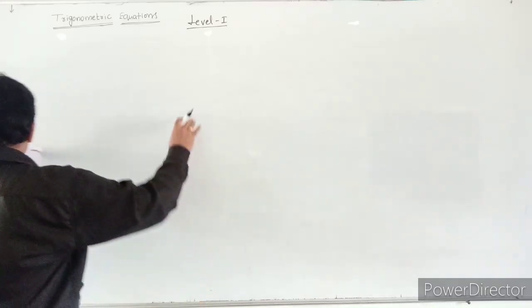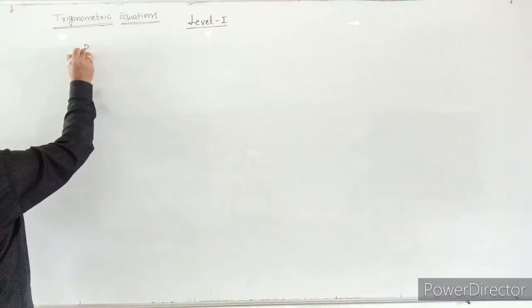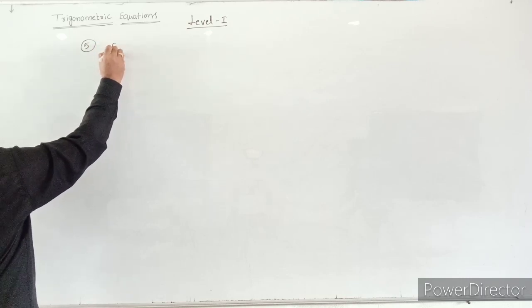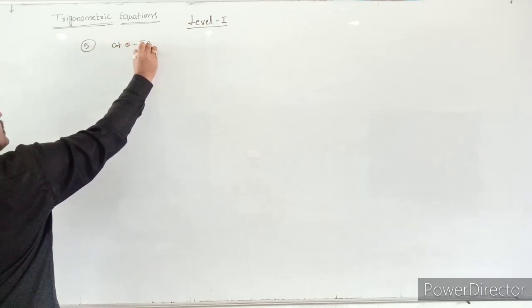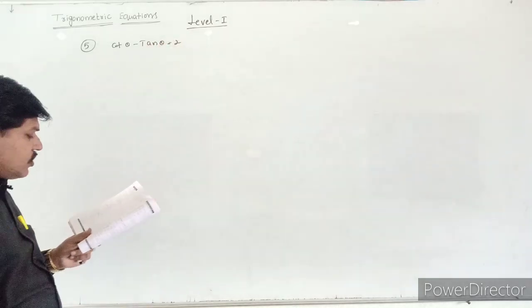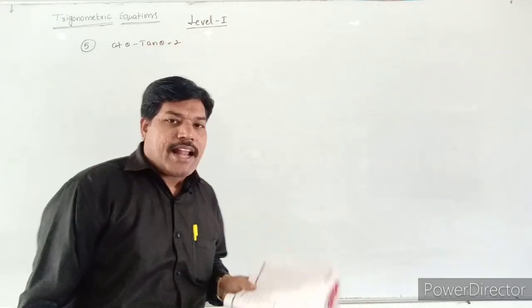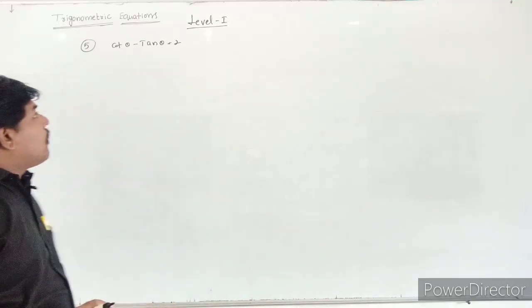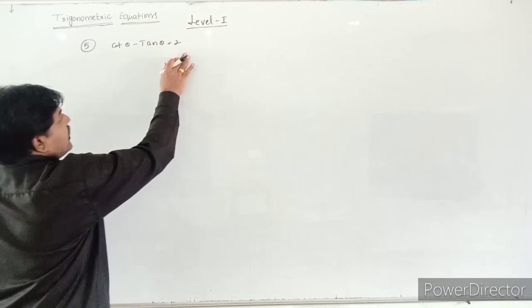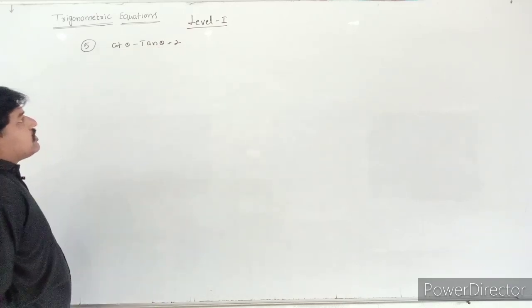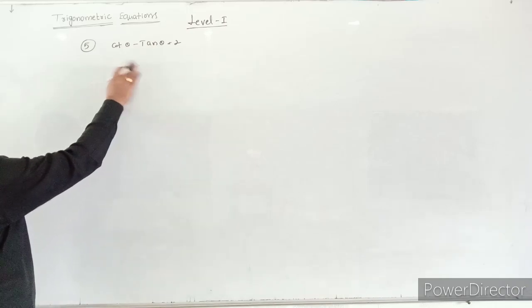Question number 5. What is question number 5? Cot theta minus tan theta is equal to 2. Then the principal value of theta is. It is easy to write the principal value.